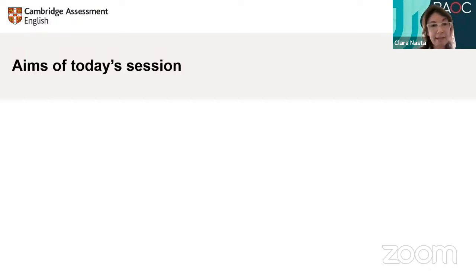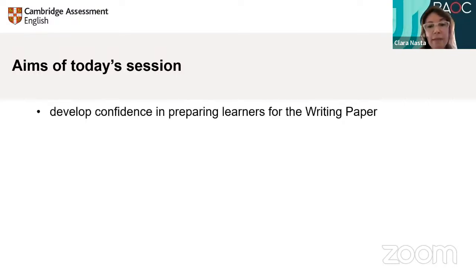Okay, as I said, let's have a look at the aims of today's session. It's going to take about an hour and a half, and we'll be dealing with mainly these aims. Develop confidence in preparing learners for the writing paper in general, for both levels, B2 and C1. That confidence will derive from your understanding of what is expected from the students, and what you can do as teachers to prepare them and also help them become familiar with the aims and also with the assessment criteria.